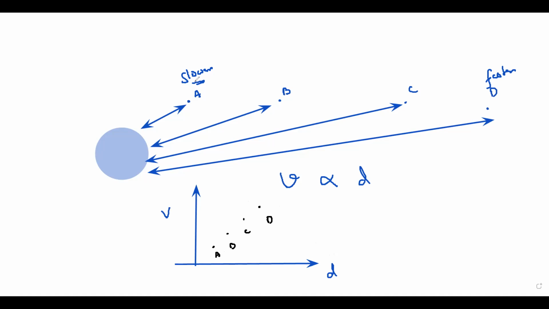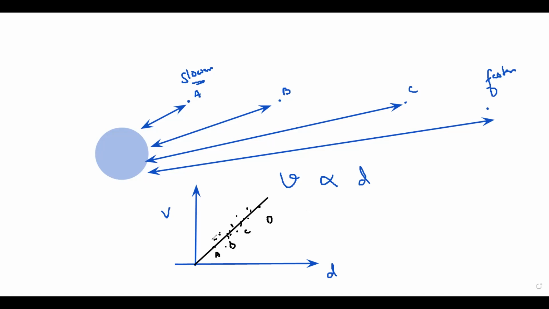When we mark the points and draw a line, it will be a straight line, which shows that the recession speed of the galaxies is proportional to the distance between them. But it's not like all the galaxies follow the same trend. Some, even though they are closer to us, are moving faster. Some which are far from us may be moving slower. But the majority of them are following this trend.